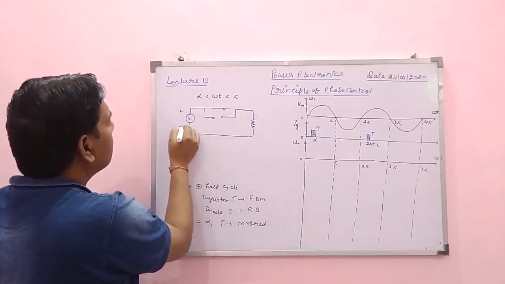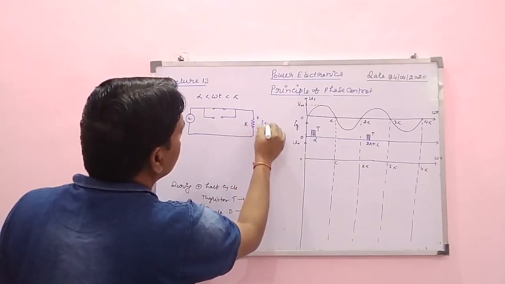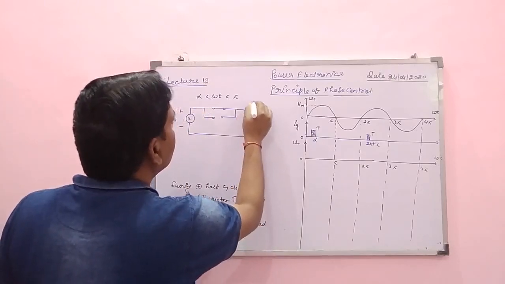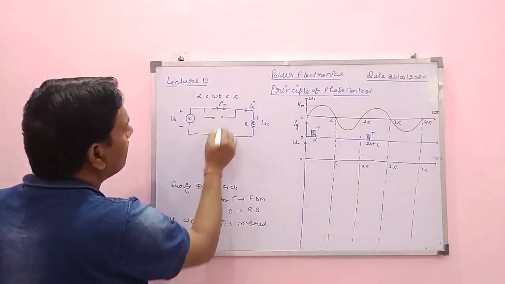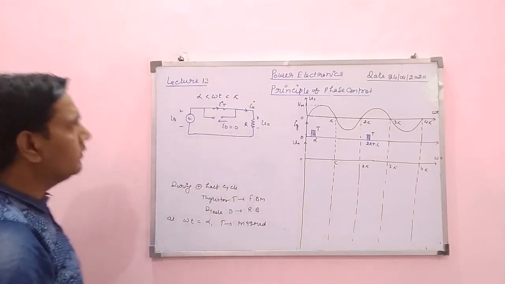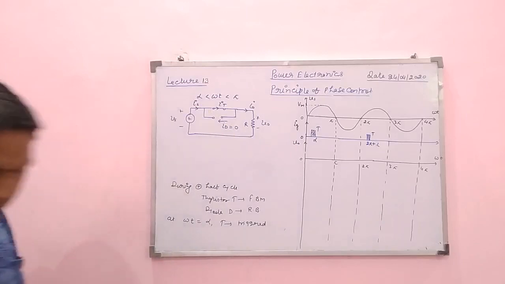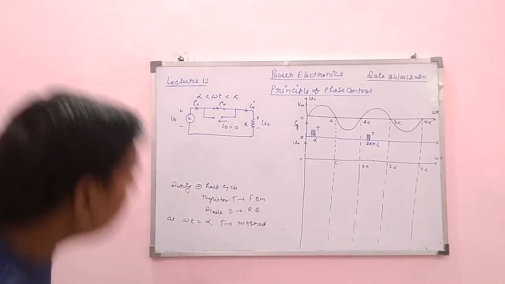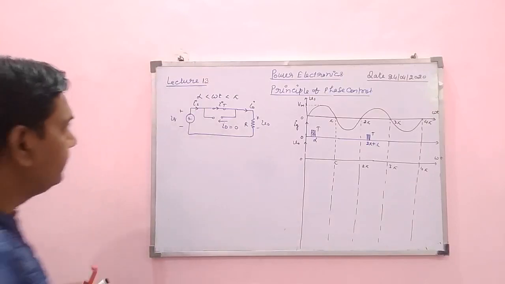This is plus, this is minus Vs. This is R. This is plus minus V naught. This is the direction of output current. This is the direction of thyristor current, that is IT, and this is the direction of diode current ID, which will be equal to 0, and this is the direction of supply current Is. Okay, so here we can calculate the output voltage applying KVL.